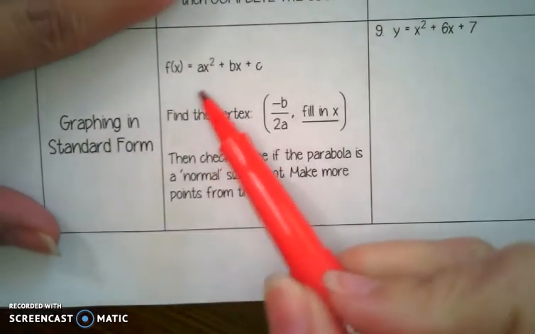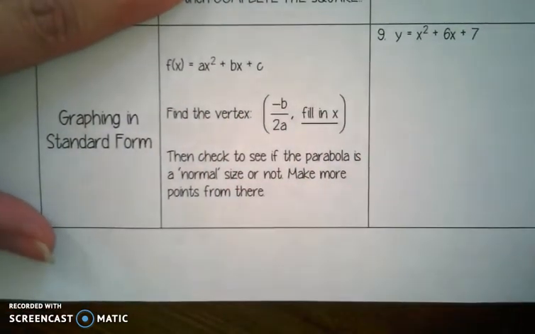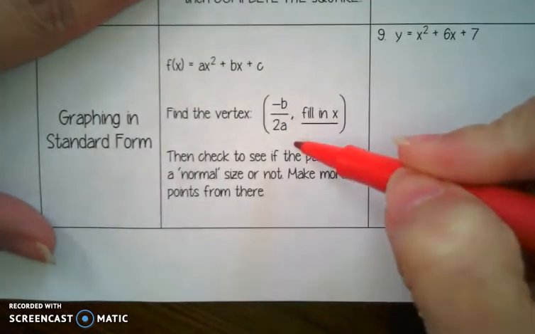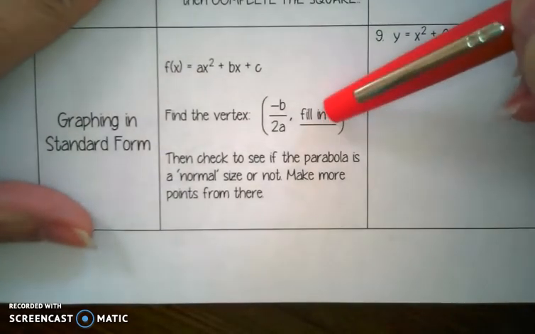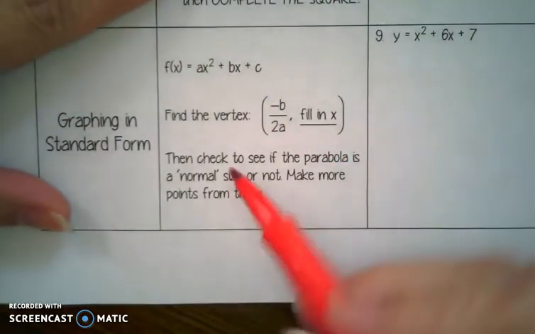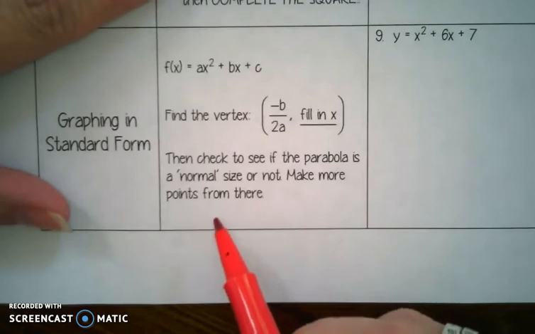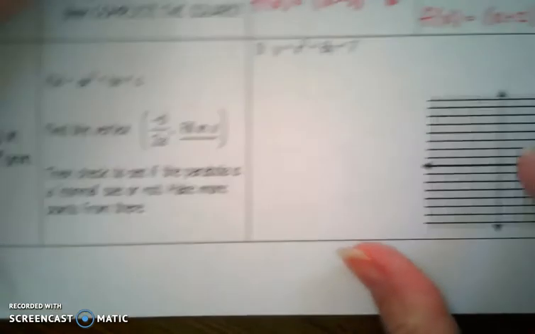So first thing we're going to do, if we are in standard form, is use negative b over 2a to locate the x value of the vertex, which is also our axis of symmetry. And then to get the y, now that we know what x is, we fill it in and work it out. Then we're going to check and see if it's a normal size, and then make the rest of the points from there. So here we go. First up.